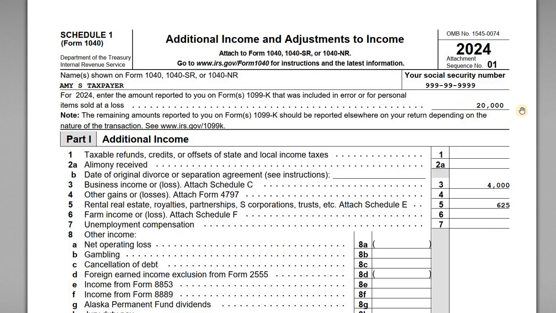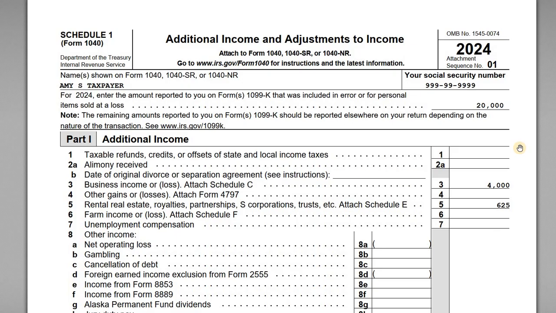So this is being reported up here, but it doesn't flow through to anywhere else on the return. It's just purely a reporting mechanism. And so this enables the IRS to be able to trace the 1099K back to here and see, okay, this was just a personal item that was reported on 1099K. It's not income. All right.